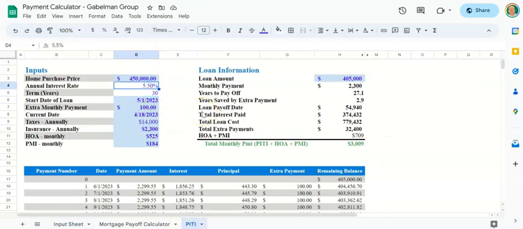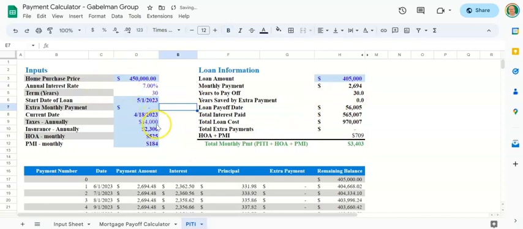So let's just say, keep things simple, and start date, not really important. It just is there to calculate how much time you have left. Extra monthly payment, 0. Taxes, this is pulled from the input sheet. Insurance, and again, you could change this. Let's say there is an HOA and PMI. The loan amount is here, $405,000.